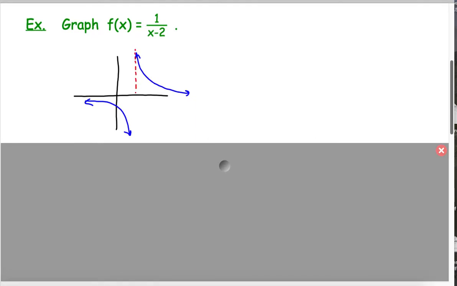Now I have an asymptote at x equals 2. And so the domain of this function is all real numbers except 2. And the range is going to be also all real numbers, except it never crosses the x-axis, so y is never equal to 0. Alright, so that asymptote at x equals 2, notice that's what makes the denominator 0. And so that's what we want to investigate today.